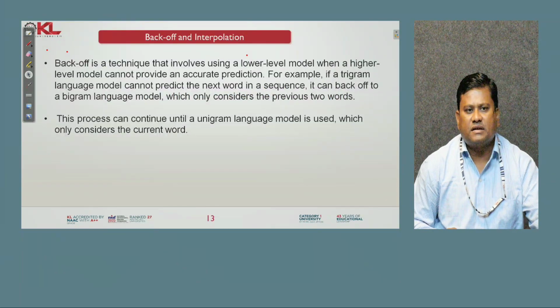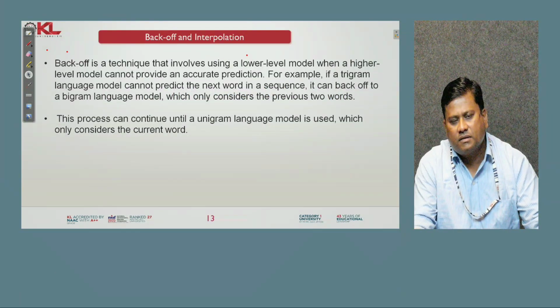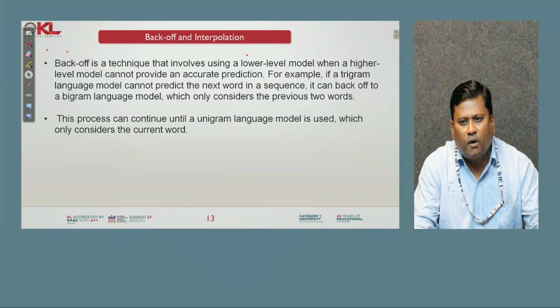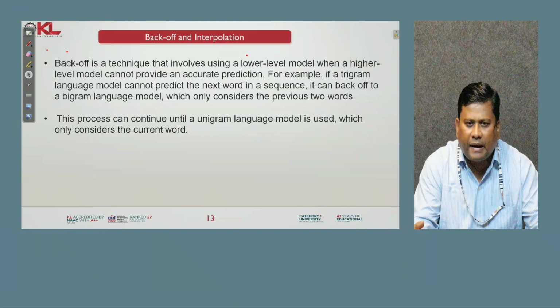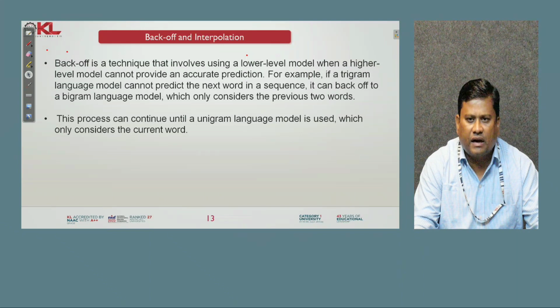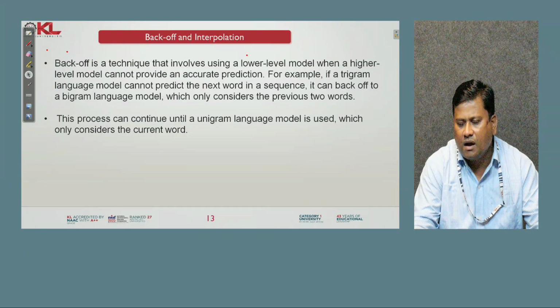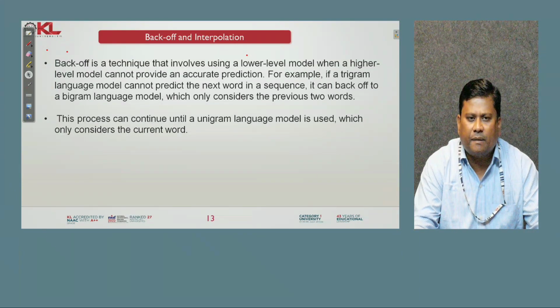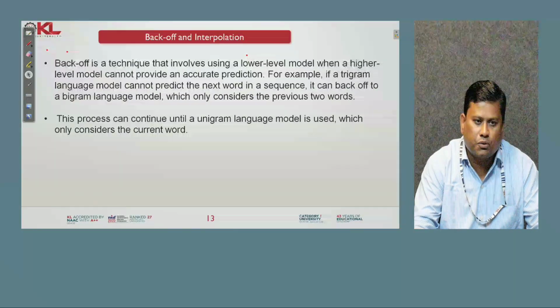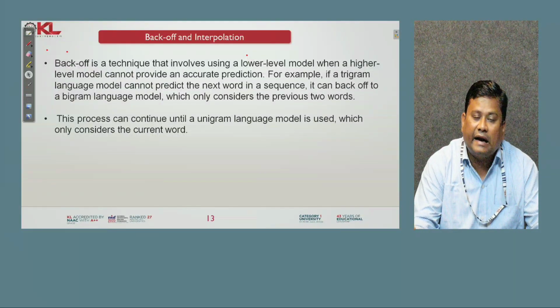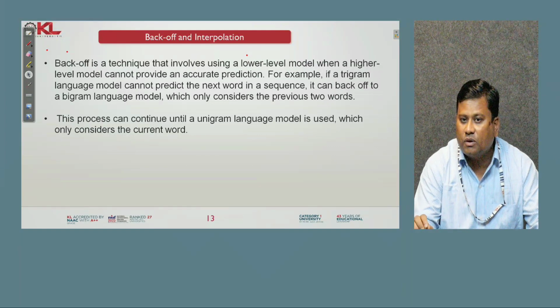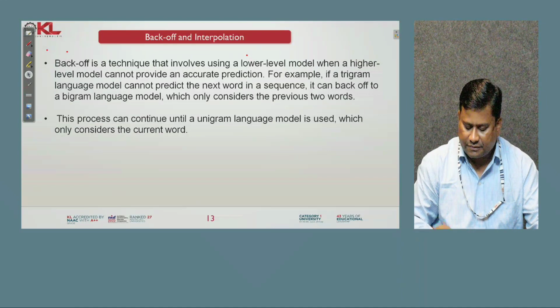Backoff and interpolation are also techniques there. Backoff involves using a lower-level model when a higher-level model cannot provide an accurate prediction. For example, if a trigram language model cannot predict the next word in a sequence, it can back off to the bigram language model, which only considers the previous word. This process can continue until a unigram language model is used, which only considers the current word.